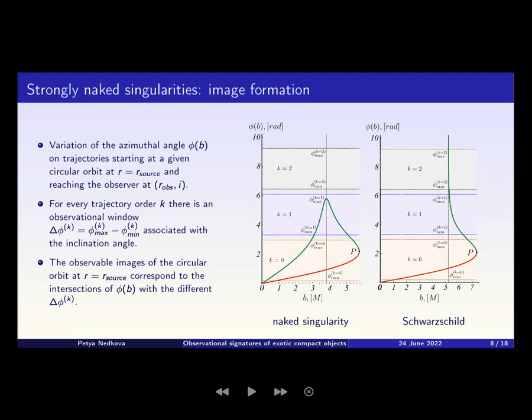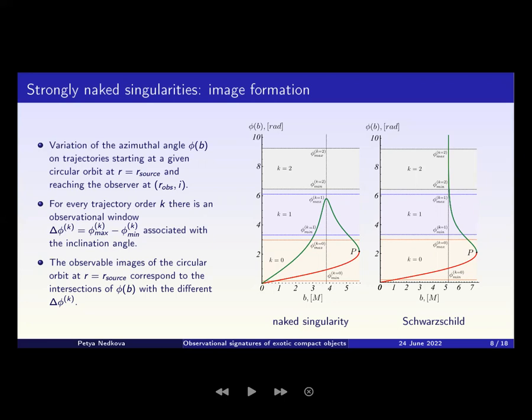So for example, here the orange strip, the intersection of the orange strip with the curve gives you the images of order 0 of a particular circular orbit. So here you already can see the key point of the effect. The key point is the shape of this curve, the deflection angle. For Schwarzschild, of course, this deflection angle is diverging at the photosphere. Here you don't have a photosphere. You should have this integral everywhere regular. You should not have any point of divergence. So what can happen? It has a maximum and then goes down.